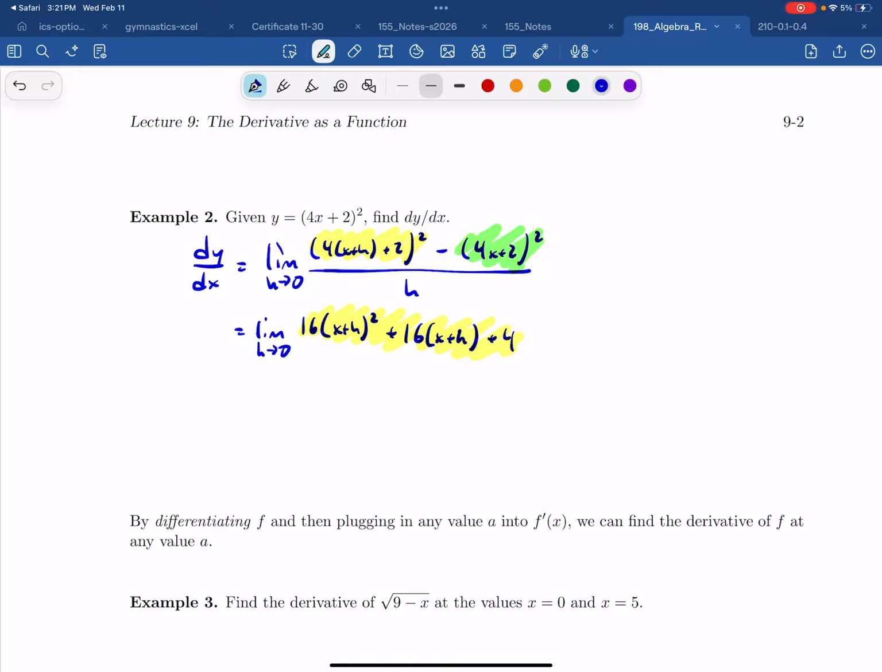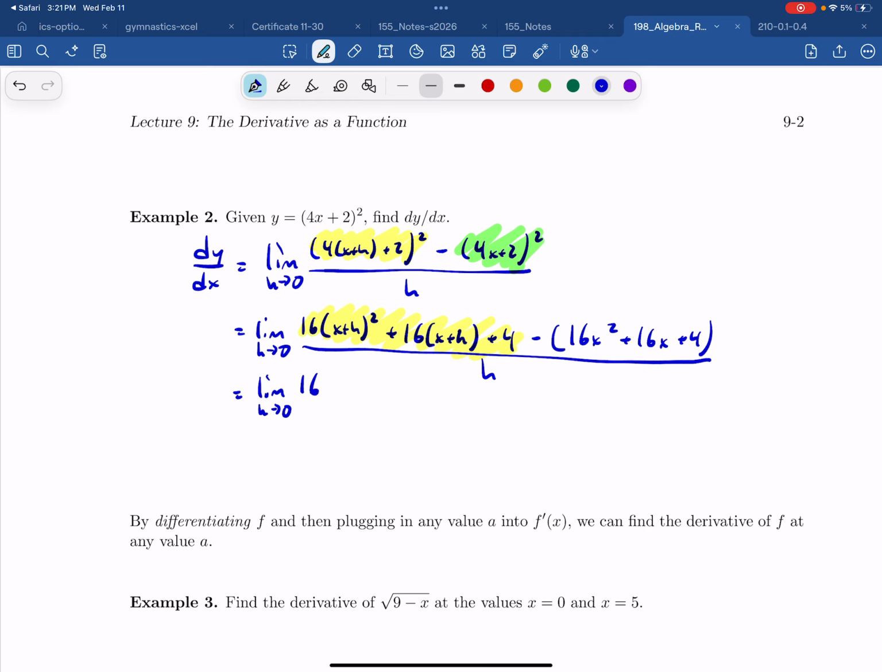That is going to turn into this: minus 16x squared plus 16x plus 4. And then this all will be over h. Okay, and then we're just going to simplify even a bit more. And we're going to get 16, right?